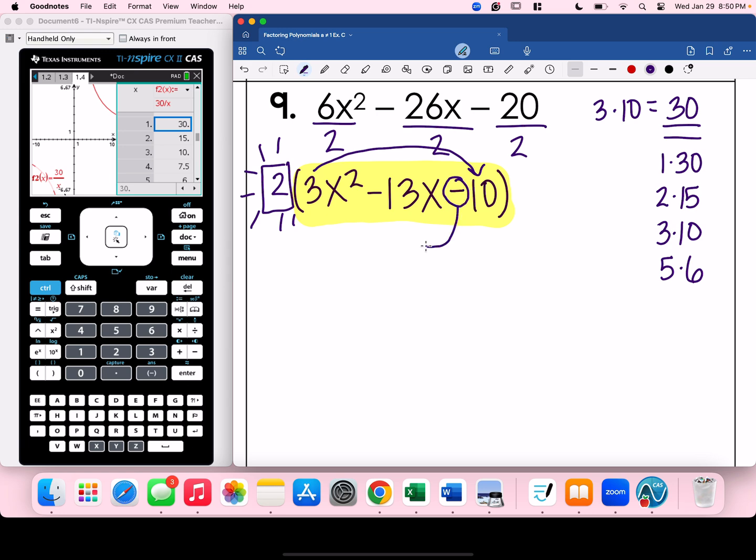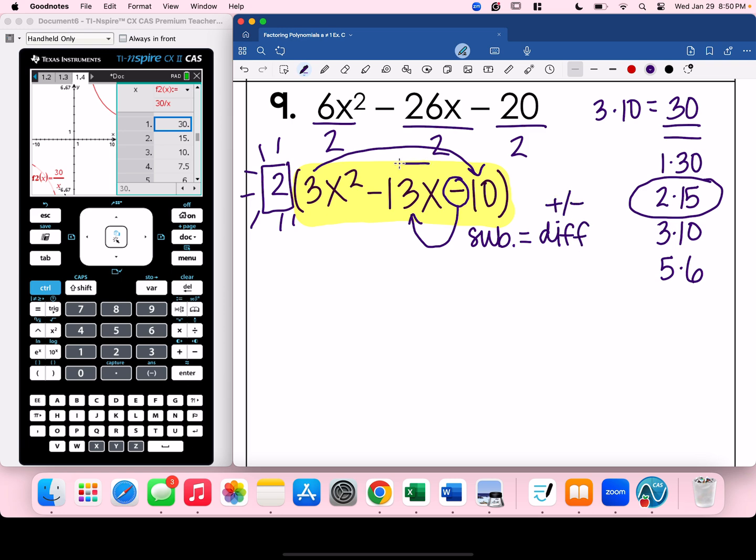Since this is negative, this means I'm looking for the two factors that subtract to give us 13, which are going to be 2 and 15. Now, our next step is to assign a sign to each factor. Remember, if we're subtracting, our signs are different. One is positive and one is negative.